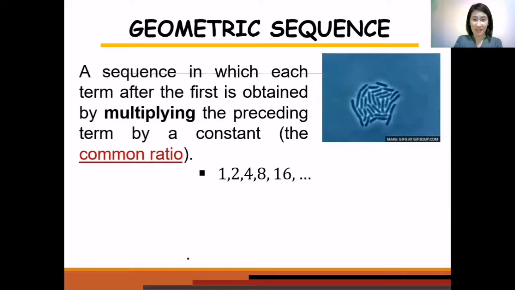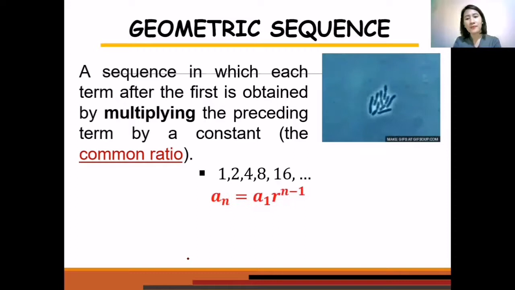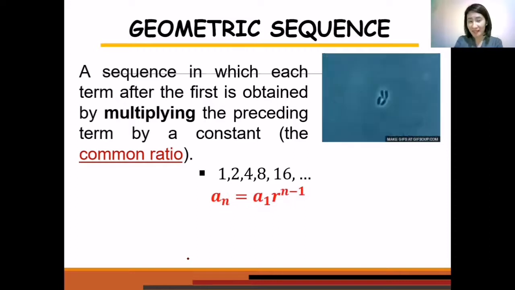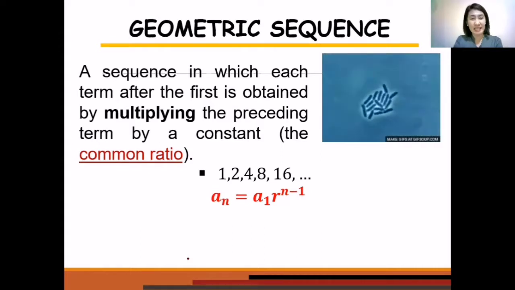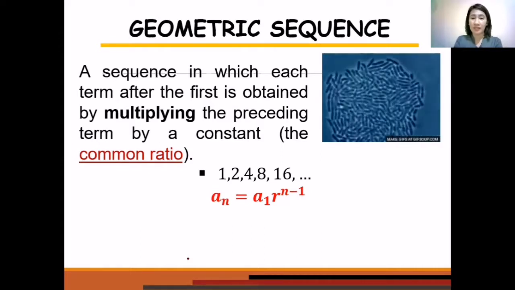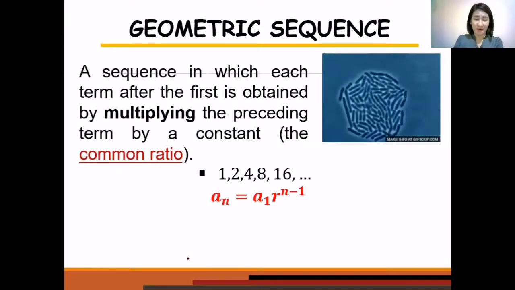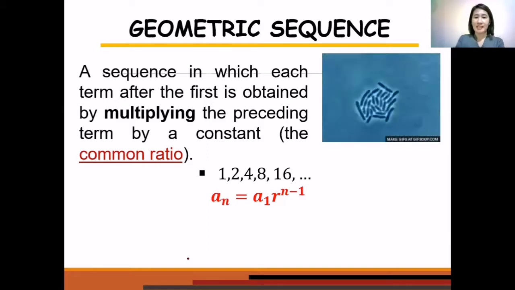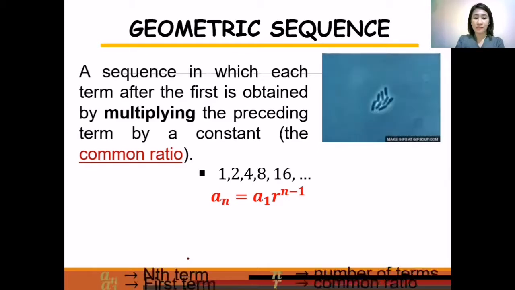So that becomes geometric. Now, what formula do we use for geometric? A sub n is equal to A sub 1 multiplied by R raised to n minus 1. So wala ka na makikitang D dyan, but instead you're going to have R. And kanina, we usually have multiplication and addition. This time, we have multiplication and exponent. So nag-level up din ng konti yung ating operations. Next, let us now have the interpretation of each part of this formula.